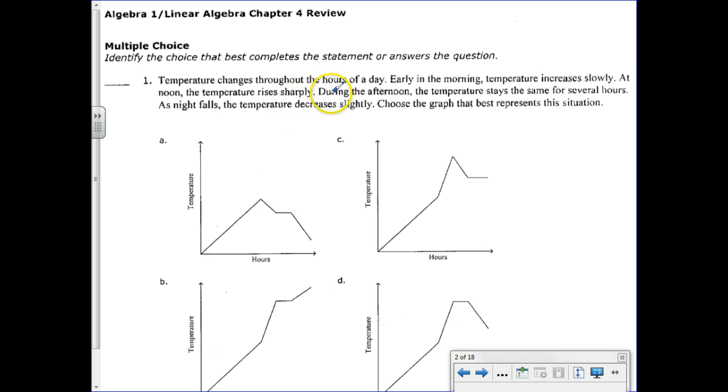Temperature changes throughout the hours of a day. Early in the morning, temperature increases slowly. That tells you something. At noon, the temperature rises sharply. During the afternoon, the temperature stays the same for several hours, and as night falls, the temperature decreases slightly. All right, so it's increasing and then increasing sharply. It plateaus because it's constant, and then it drops back down. And the one that best matches this should be choice D.